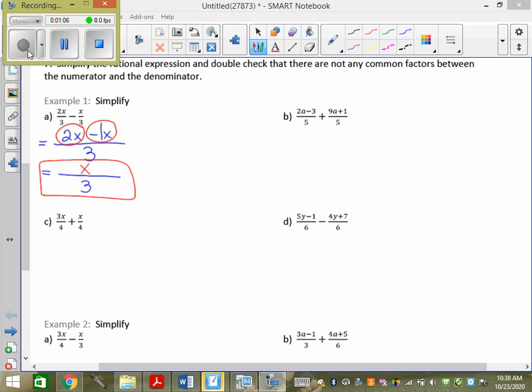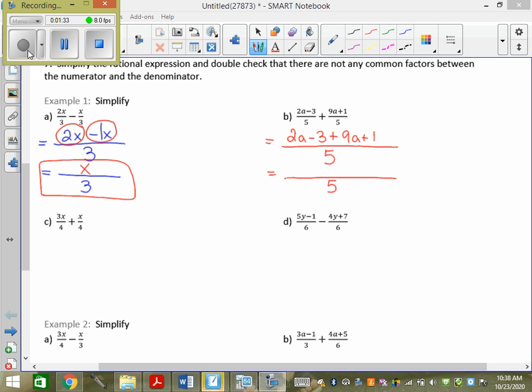B, they have a common denominator already, correct? Of 5. If only this were the case for all of the questions on the test. But we're going to start this way. So they have a common denominator of 5, so we can write it all over 5. And then we're going to get 2a minus 3 plus 9a plus 1. And it's still all over 5, but now I need to collect like terms.